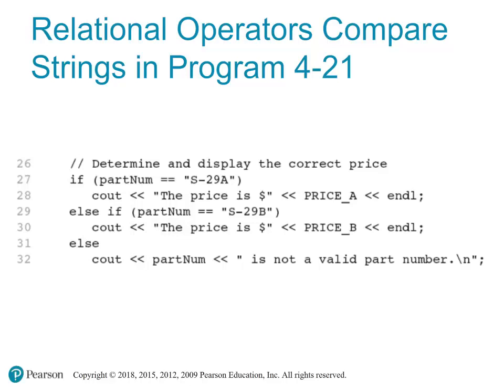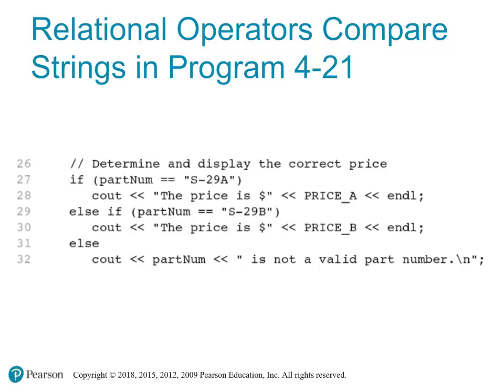Imagine you are working on an inventory system for a store, and you need to display the price of a part based on its part number. So the part number is stored in a string variable called part num. If the part num entered is S-29A, the program will display the price stored in price A.